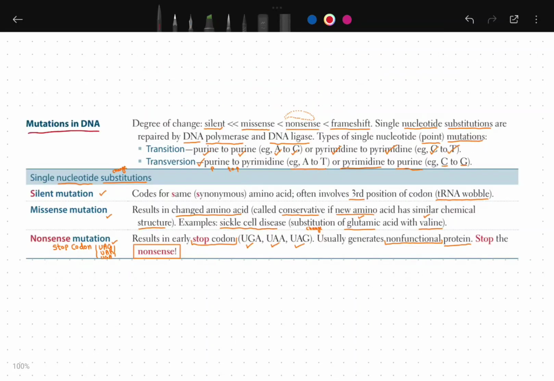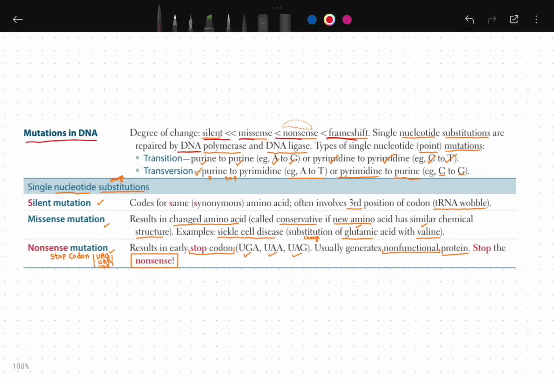Mutations in DNA. Degree of change occurs in silent, missense, nonsense, and frameshift. Single nucleotide substitutions, changes in single nucleotides, are repaired by DNA polymerase and DNA ligase. There are two types of single nucleotide point mutations: transition and transversion.